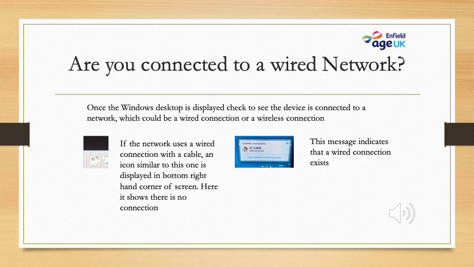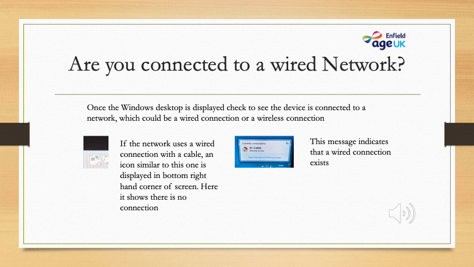Are you connected to a wired network? This means, do you need to plug in a cable into your PC before you connect it up? The way to check is, once the Windows desktop is displayed, look in the bottom right-hand corner of the screen.